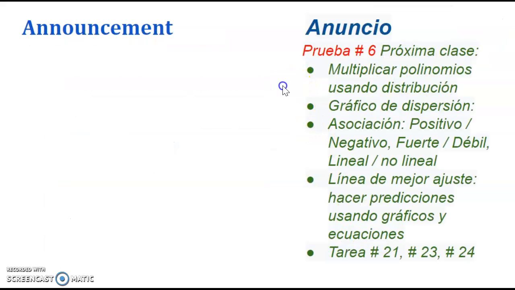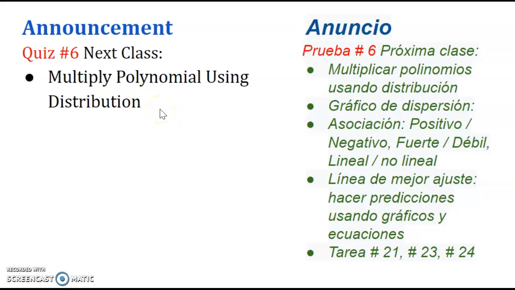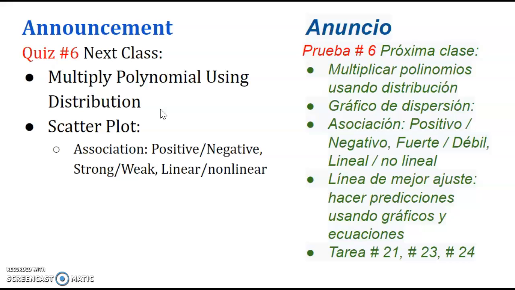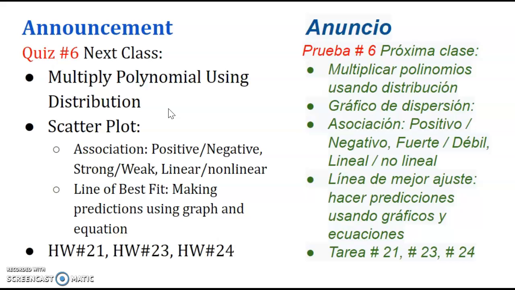We're going to start with some announcements. Next class, you're going to have quiz number 6, and it is going to be on multiplying polynomials using distribution, scatter plots like association being positive, negative, strong or weak, or linear or nonlinear, and line of best fit, making predictions using graph and equations. So you need to be very comfortable with homework number 21, 23, and 24.